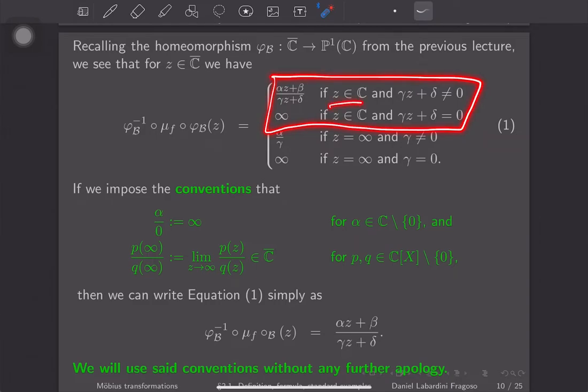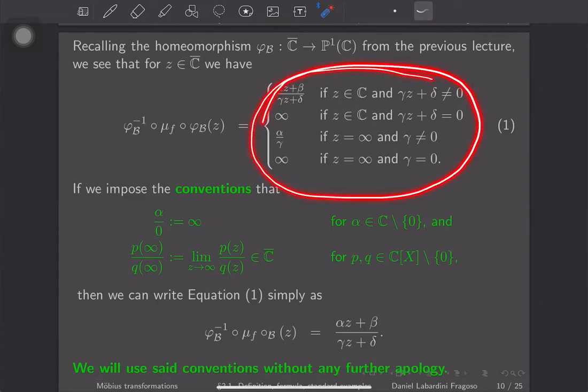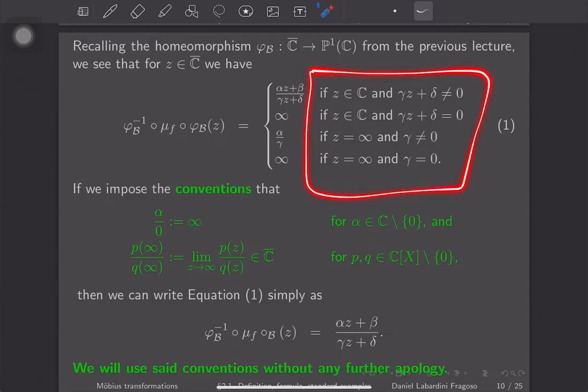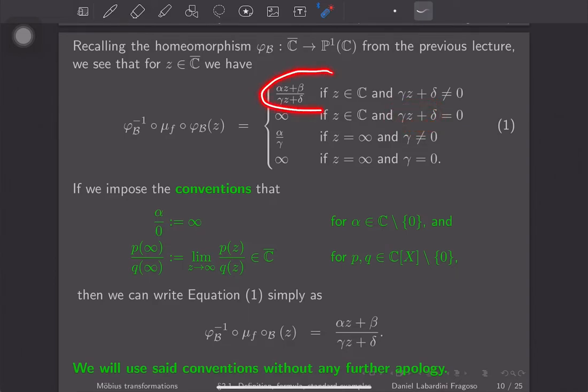But then how many z's in C satisfy that gamma z plus delta is equal to zero? At most one, right? Because gamma z plus delta is a linear polynomial if gamma is not zero. If gamma is zero, then no z satisfies that. So what I'm trying to say is that among all these four conditions, there are at most two exceptional points, which are z equal to infinity, or the complex number z which is the root of this polynomial. In all the other cases, you can apply the first one. So really, the formula is the first one. These other three cases are exceptional.